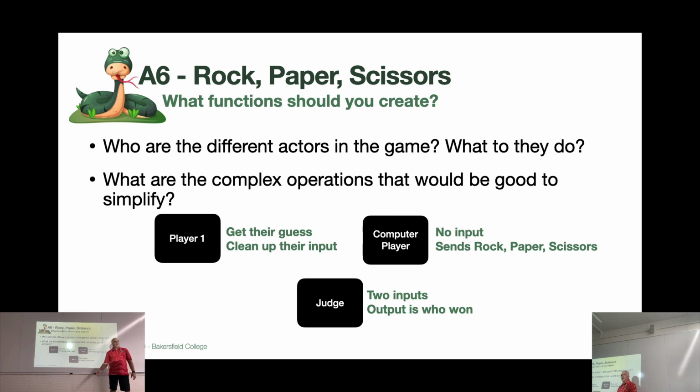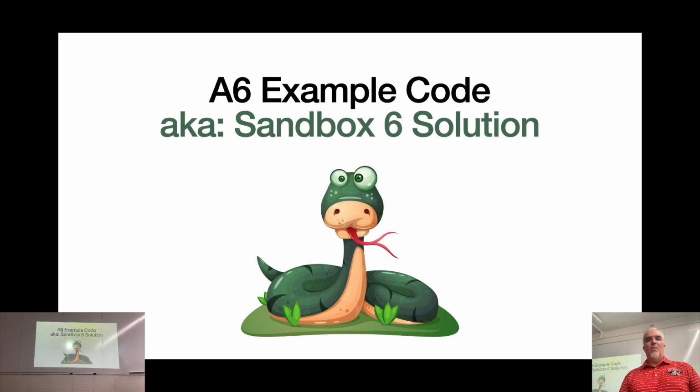And then the judge. The judge needs to say, okay, human says this, computer says this, who won? So it needs to take the 2 parameters of the human guess and the computer's guess and spit out who won. So those are 3 potential functions right there. What I don't want you to do is make a rock, paper, scissors game and then put the whole thing inside of a function. That is not useful. So I want to show you, in the form of a solution to sandbox 6, some ways that we can do this.